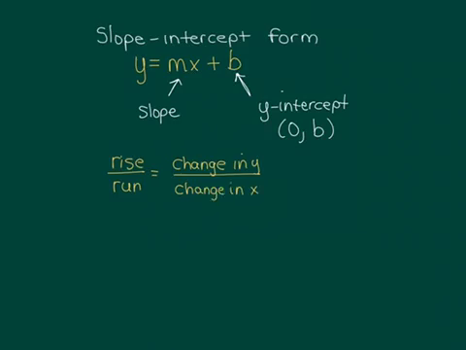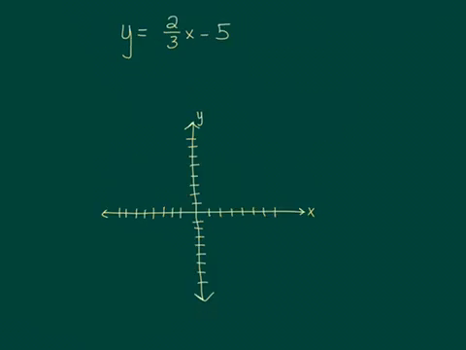And the change in y tells us if we're moving up or down, and with the change in x, we're always going to move to the right. So let's look at an example here. We have y equals 2/3 x minus 5. So this minus 5 is my y-intercept, and so that's actually where I start. I start with the y-intercept.